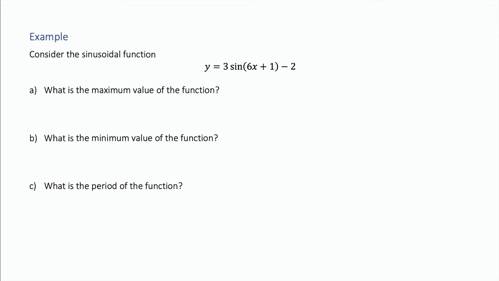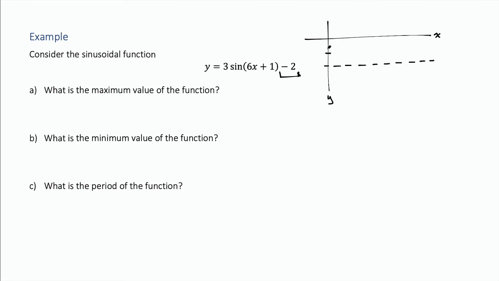Consider the sinusoidal function y equals 3 sine of (6x plus 1) minus 2. We want to know the maximum value of the function. Now I'm going to do a quick picture here, and it's not going to really matter how it relates to this, but I will point a couple things out. This number here is where the middle is. If this is my x-axis, then -2 is where the middle of the wave is. 3 is the amplitude. That's the distance from the middle that I'll be going up and going down.